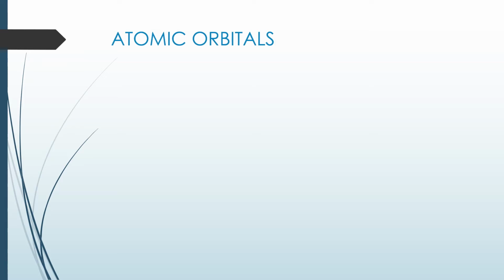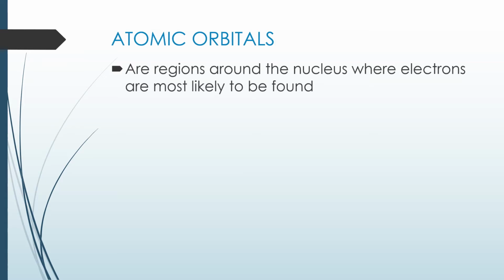Kung paanong sa loob ng classroom, doon matatagpuan yung mga estudyante, most probably. Pero hindi natin sinasabing laging nandoon yung mga estudyante. Kung paano ang mga electrons, hindi natin pwedeng i-pinpoint yung exact location nila. Atomic orbitals are regions around the nucleus where electrons are most likely to be found.